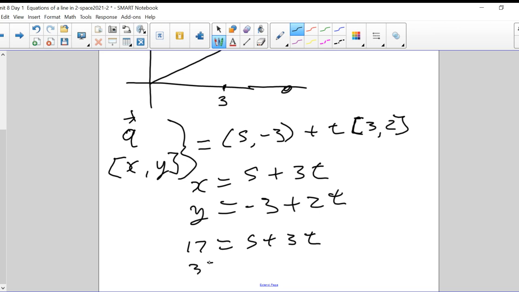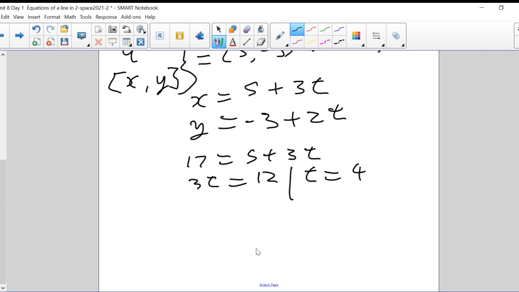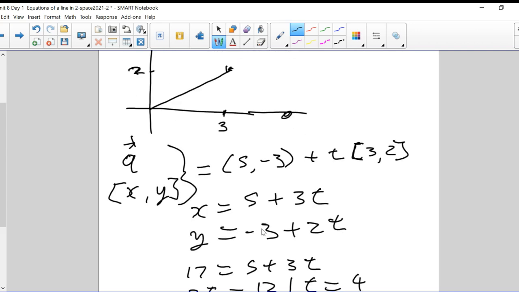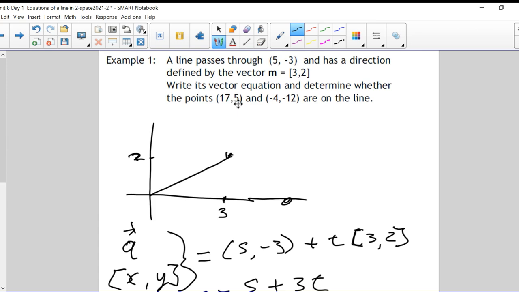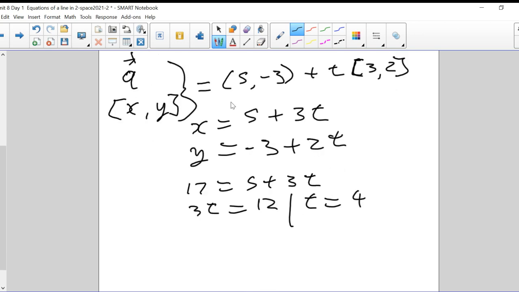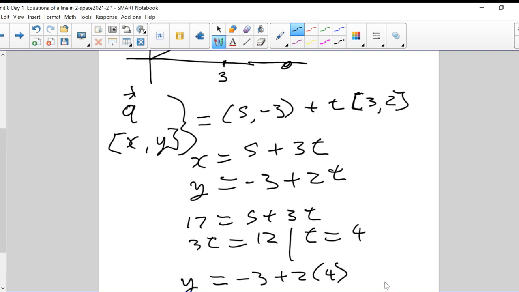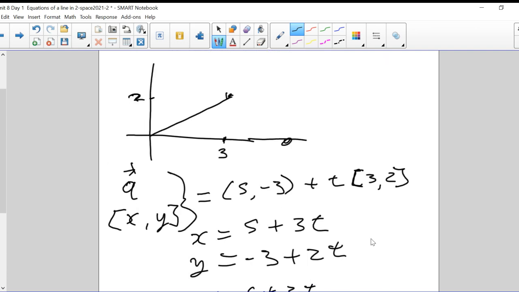So obviously 3t is equal to 12, which means that t is equal to 4. If that's the case, I can now find my y value. Since t is equal to 4 for this particular x value, it should be the same t value that works for the y value. So y should be equal to minus 3 plus 2 times 4. That should be the y value that I'm expecting when t is 4, for it to correspond to the point 17, 5.